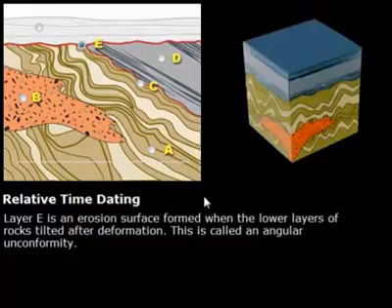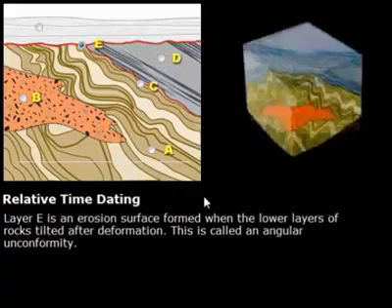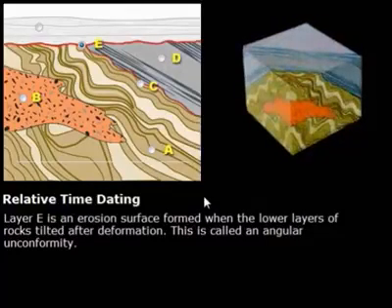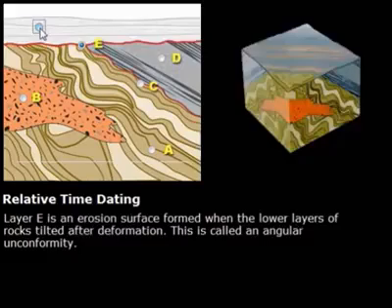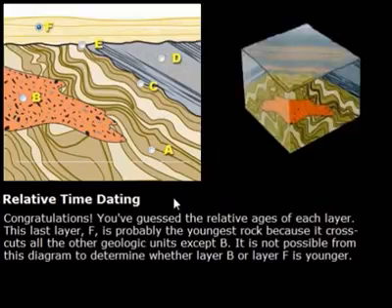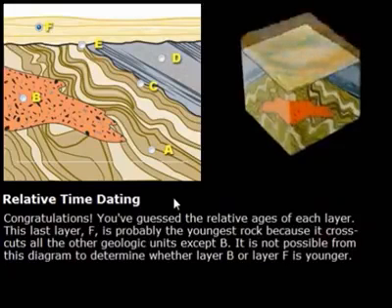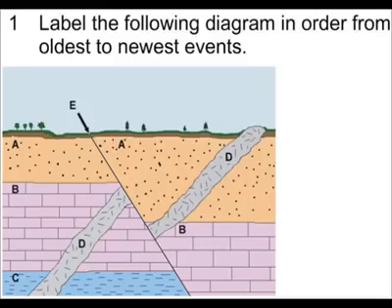Layer E is an erosion surface that formed when the lower layers of rocks tilted after deformation. This is called an angular unconformity. So here we see that all the layers are being tilted, and then it's being eroded and flattened off on the top. And then finally, on that top layer, we see that more sedimentary rock layers were laid down on top. Here we see some sort of river that was depositing the sediment in layers on top of all the other layers.